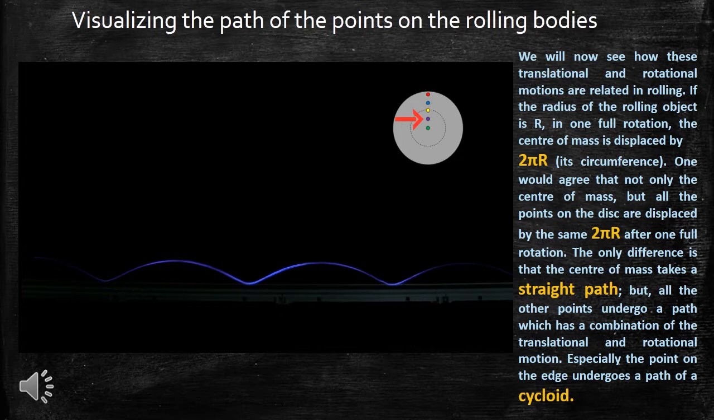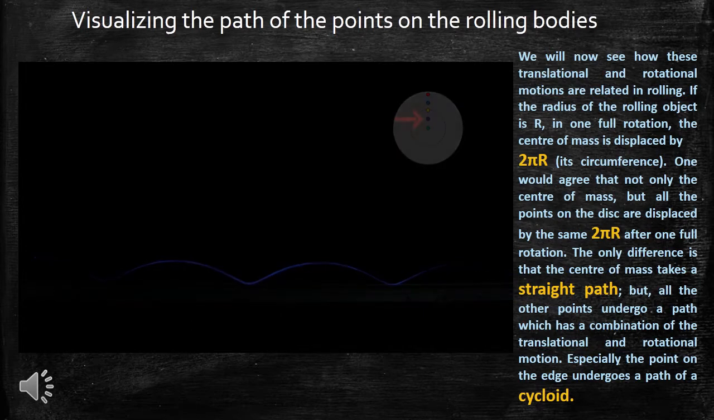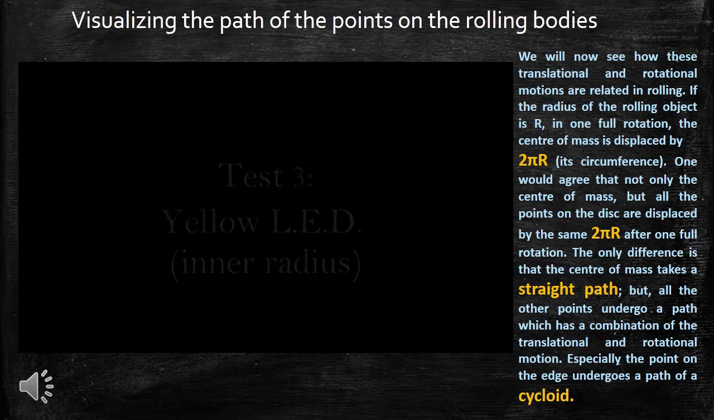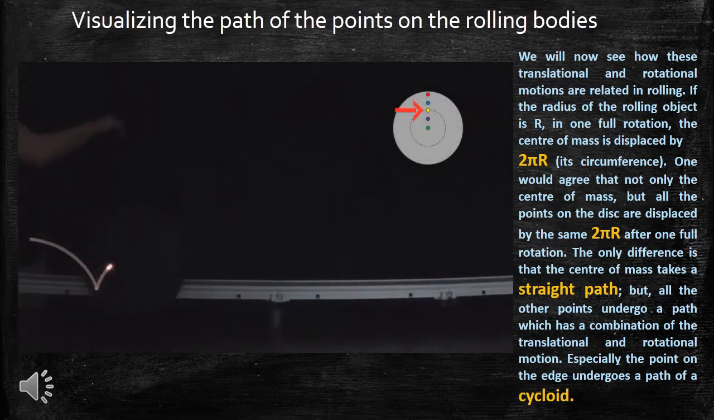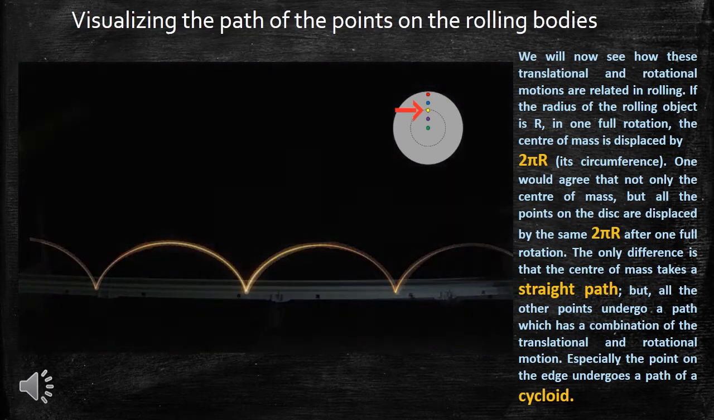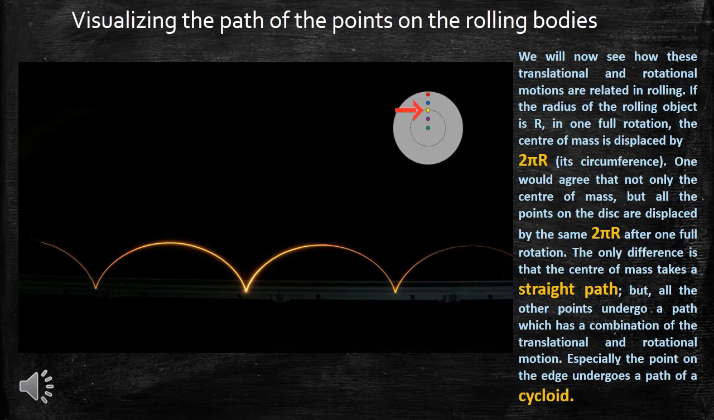The only difference is that the center of mass takes a straight line path, but all the other points undergo a path which has a combination of translational and rotational motion. Especially the point on the edge undergoes the path of the cycloid.